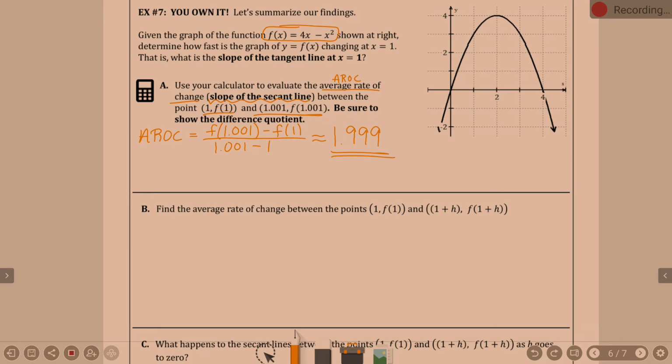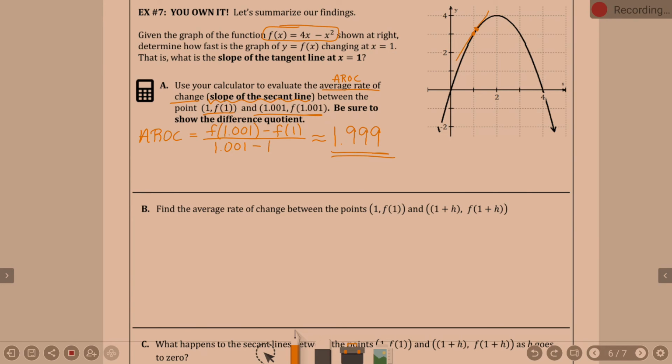Now, look at B. B asks us to find the average rate of change between 1 and 1 plus h. So realize 1 is going to be right there, yes? And where is 1 plus h going to be? Well, 1 plus h is going to be basically right next to it. I honestly left those points a little farther apart than I should have. They should be right on top of each other.